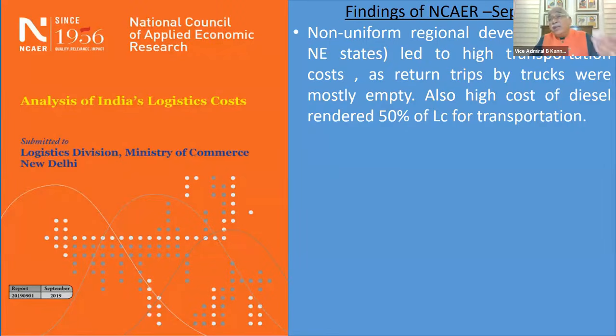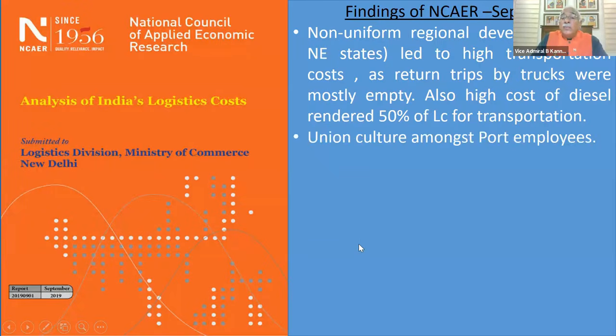They said there are many trucks going, especially to the northeast side. They come back empty because there is nothing to carry from there back to the other states, because the items available in the northeast for being sold outside in other states are less. So trucks are actually returning empty. Not all the trucks, but a large number of them. This is one of the studies which NCAER found out.